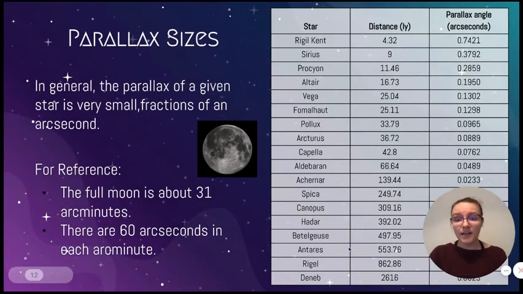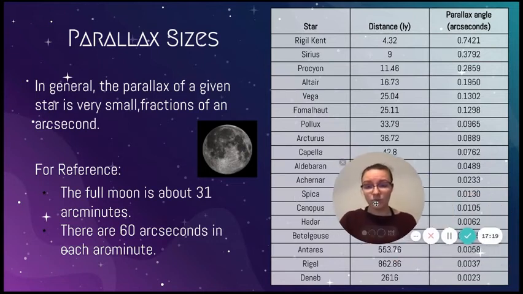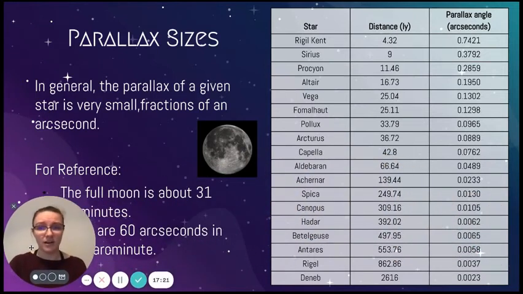I mean, look at Rigel, which is a huge bright star that we now know is about 800 light years away. That's 0.0037 arc seconds. And one arc second is 1/36,000th of your pinky. These are tiny angles. So Aristarchus was right. The stars are different distances. And so there should be parallax.